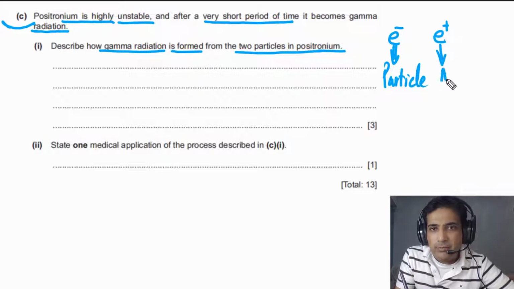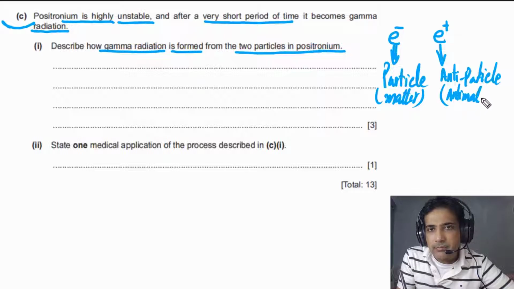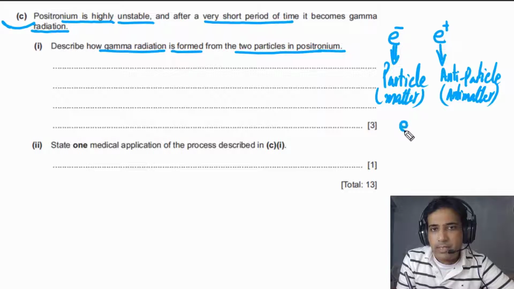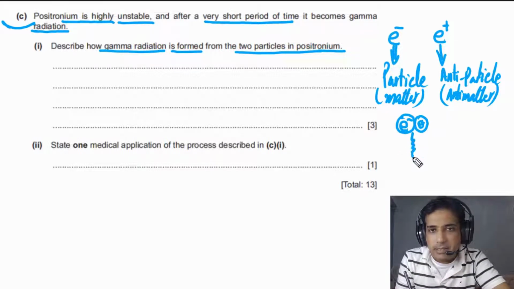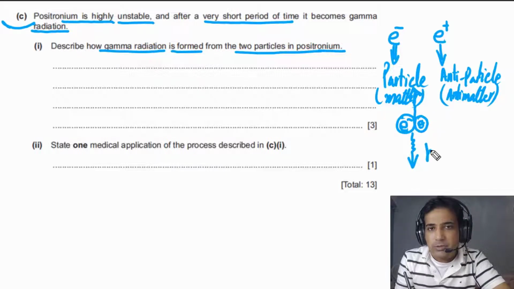So we can write down this one is the antiparticle. A particle we can also call matter, and an antiparticle we can also call antimatter. When matter and antimatter interact, let's say we have an electron, when this electron interacts with a positron, they will annihilate. And in this case, mass will be converted into energy. So 2 gamma radiation photons will be emitted.